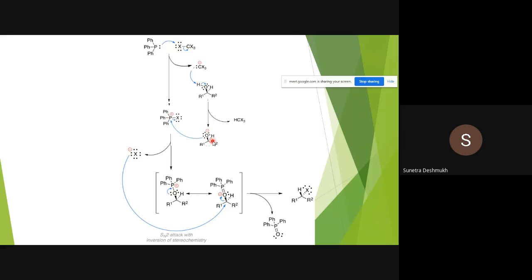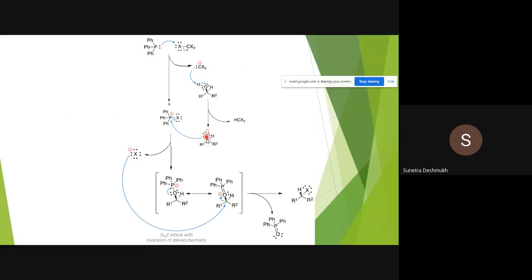So now we have two charged species in our hand. One is the positively charged phosphorus-containing salt, and another one is the alkoxide ion. With the elimination of chloroform, CCl3 minus is converted by abstraction of a proton from the alcohol to chloroform. Now in our hand we have two charged species, one positive and one alkoxide ion. So now we are going to react these two with each other.